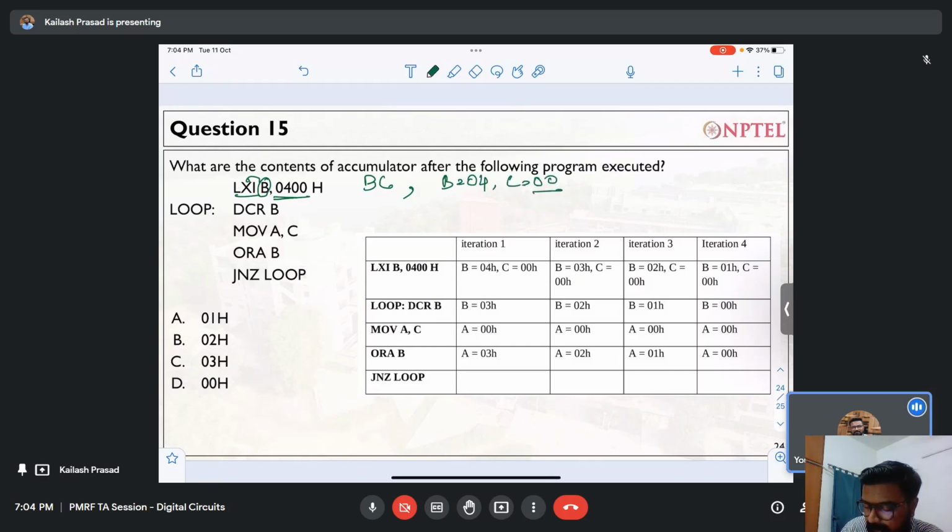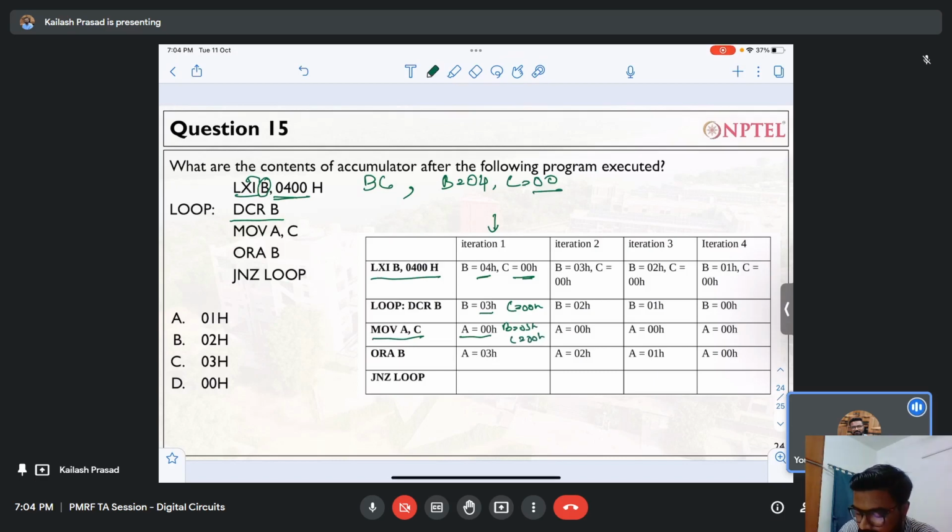Please note at iteration 1, the very first time, B is 04, C is 00. After that, this instruction is done. We go to the next instruction, decrement B, so only B will be decremented. B will be 03. What is the value of C? C is 00. Then move A to C. The value of A is 00. What about B and C? B is 03H and C is 00, so that has not changed.